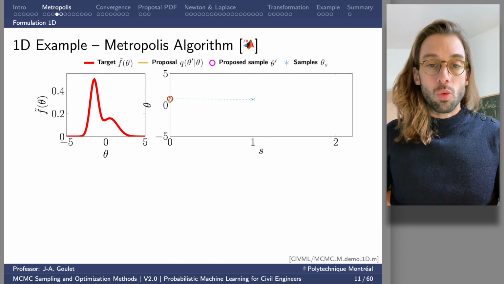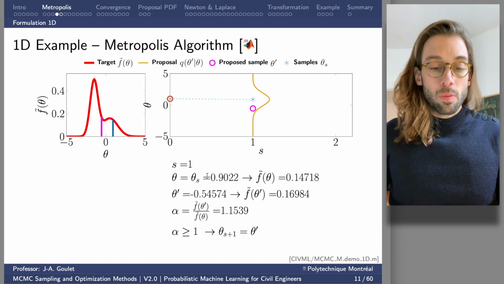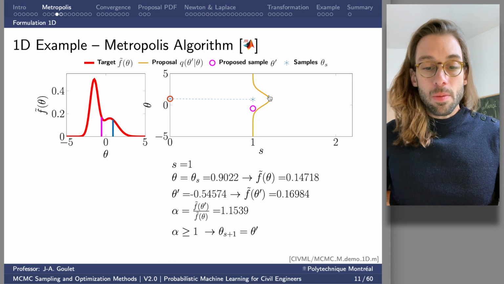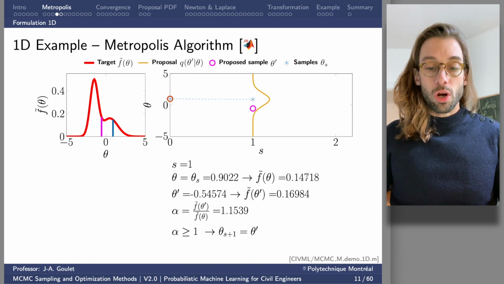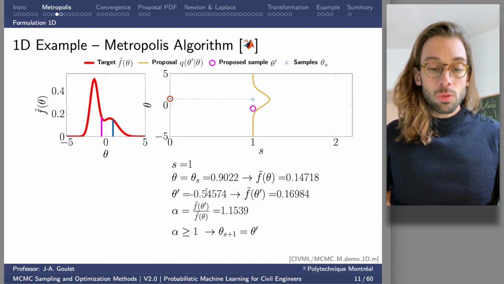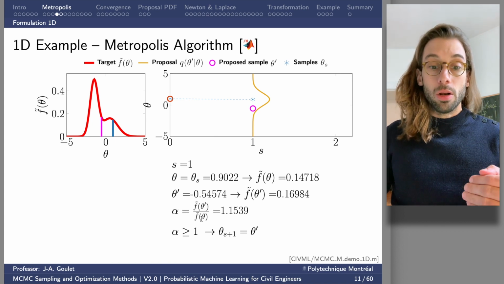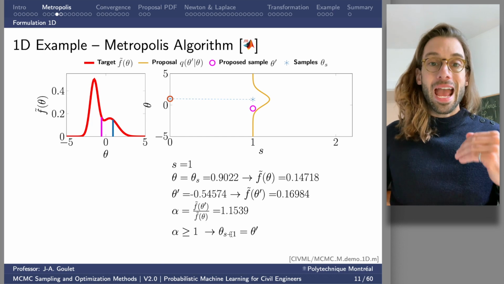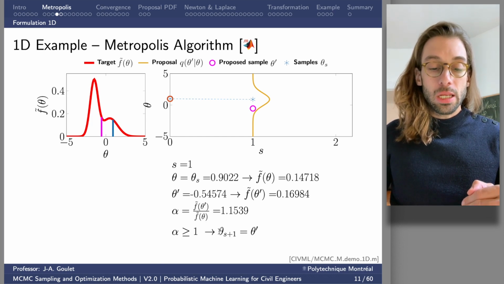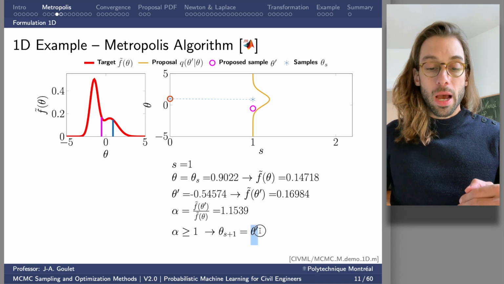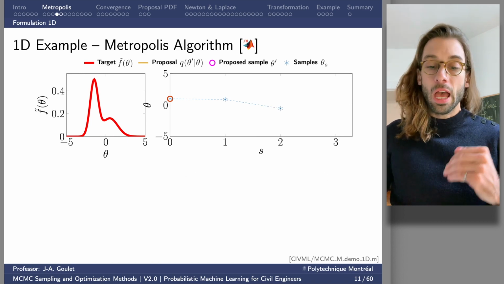So I move to that new point. My point was 1, and now it's 0.9, so my current location is 0.9. I take another sample from my proposal distribution, which is now centered around 0.9, my current location. My target function evaluation at my current position is 0.14. I propose to move to this point, which is at theta equal -0.54, where my new target value is 0.16. The ratio turns out to be greater than 1. Perfect. Ratio greater than 1, I accept to move. So in this case, my new point theta s plus 1 is going to be my theta prime. Perfect. I repeat that again.